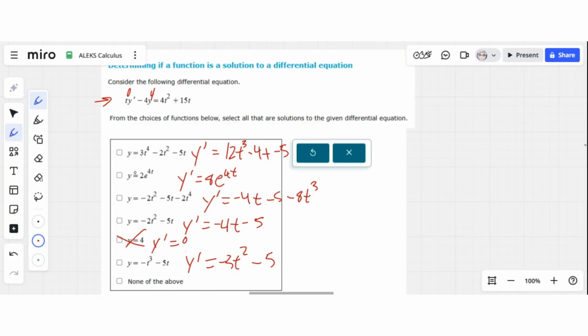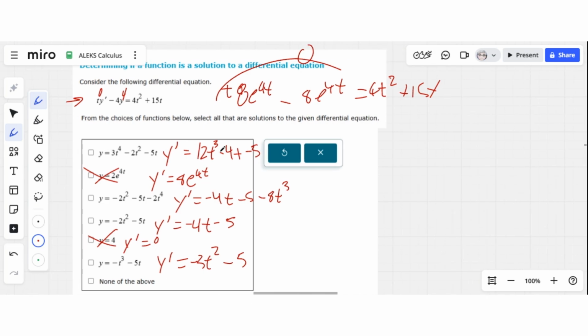I also don't think this one's going to work, but let's plug it in. We'd have t times the derivative, 8e to the 4t, minus 4 times the function, which would be 8e to the 4t. That's actually 0, and 0 is not the same thing as 4t squared plus 15t. So that one's out. These others, I think I'd have to plug and crunch.